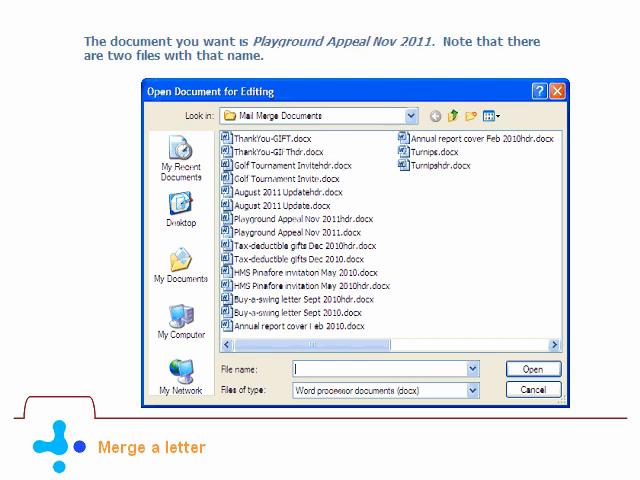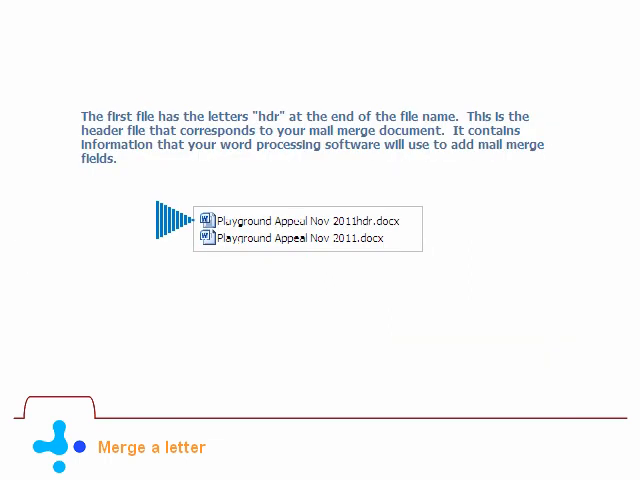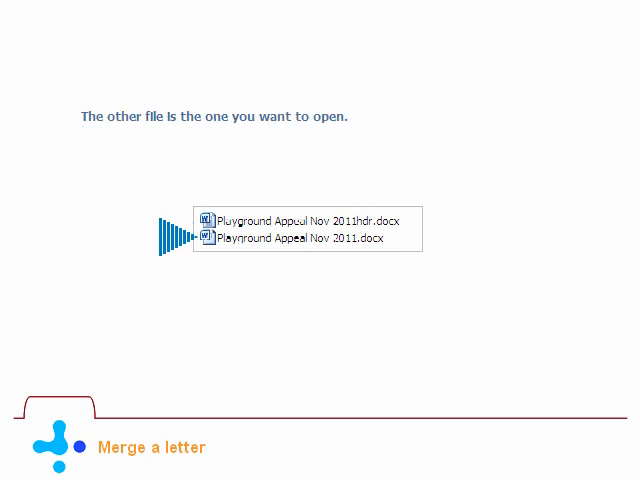The document you want is Playground Appeal, November 2011. Note that there are two files with that name. Let's zoom in. The first file has the letters HDR at the end of the file name. This is the header file that corresponds to your mail merge document. It contains information that your word processing software will use to add mail merge fields. The other file is the one you want to open.